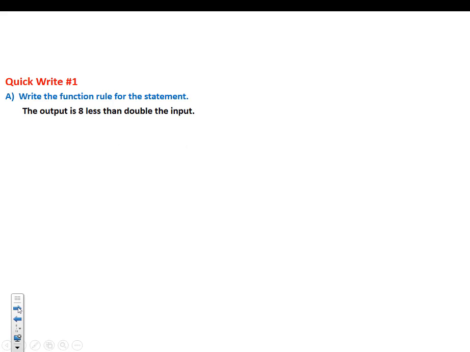So now, ladies and gentlemen, we come to our first quick write of the night. Go ahead and write this down on the left side of your page. Page number 18, writing the function rule for the statement. The output is 8 less than double the input.